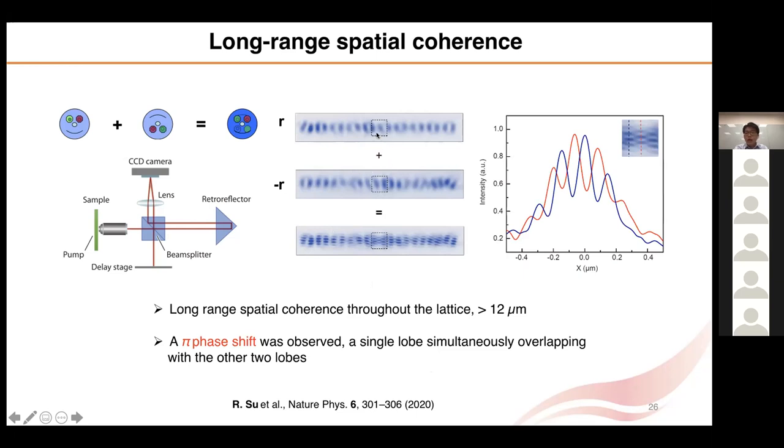And in addition, because the lattice is not so perfect, there is some minor displacement in the middle of the lattice, and it will result in the simultaneous overlapping between the single lobe and two other lobes in the middle. And in this case, we can observe such interference actually has a pi phase shift from the curve here. So this also suggests a pi phase shift for these two nearest lobes in the pillar.